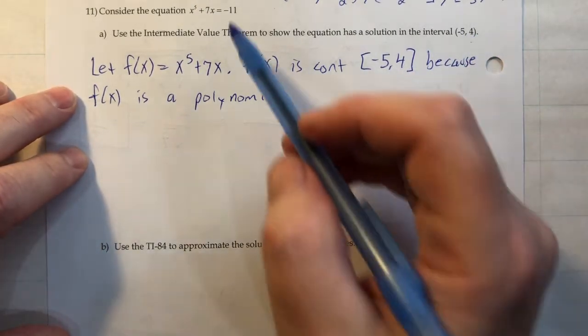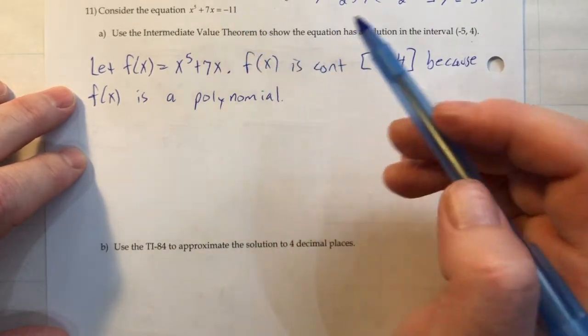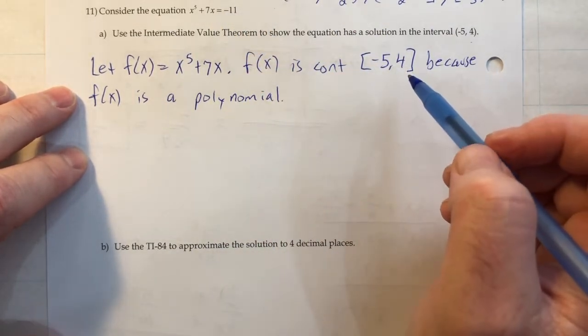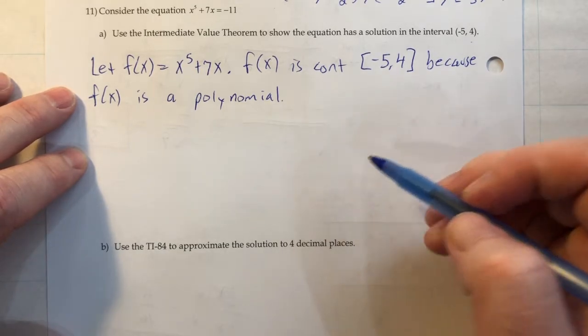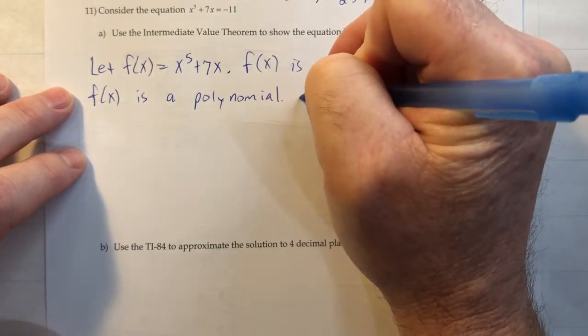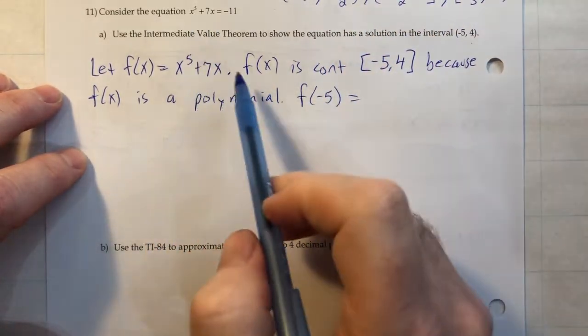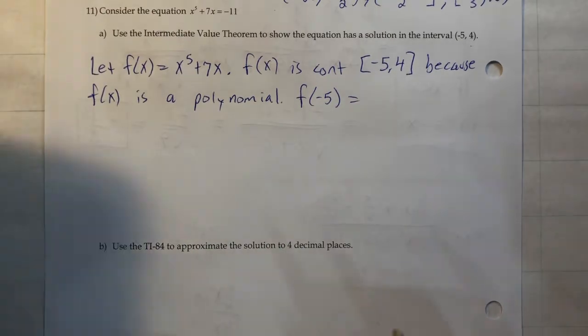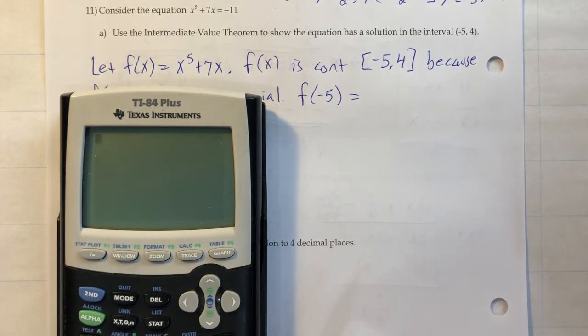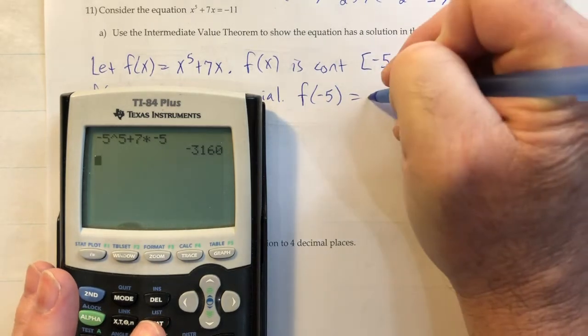And then you want this value you're trying to be equal to be in between the values of the endpoints. So let's find the values of those two endpoints. So first of all, f of negative 5, if you plug that into this function right here, so let's see what we could get for that. So we have negative 5 raised to the 5th. I actually should have put that in parentheses, but because it's an odd power, it doesn't matter. Plus 7 times negative 5 is negative 3160.